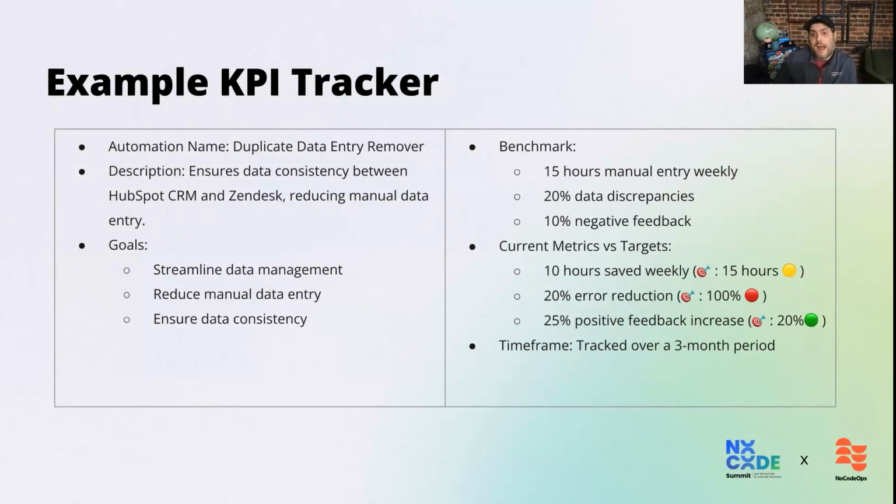Then you have a benchmark of where these are currently at. So it currently takes us 15 hours of manual entry weekly. There's 20% data discrepancies. We have 10% negative feedback coming from customers because we're emailing them on the wrong birthday or saying "hi F name" in an email. So with current metrics versus targets, you show how you increase those, and how on target they are. And then the time frame of how you tracked it, right? This is a really clean, beautiful example of how to express value.